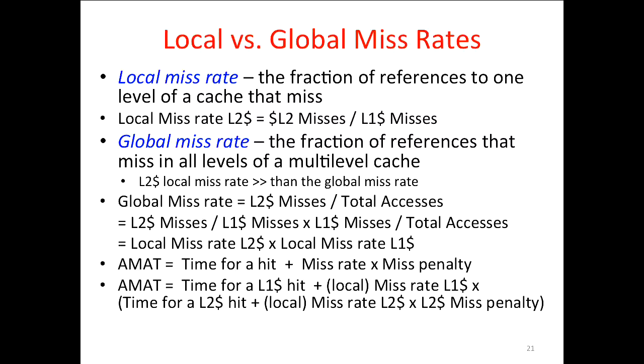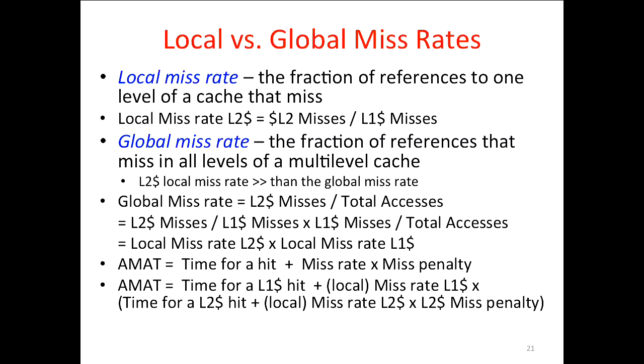Now the global miss rate is the fraction of references that miss in all levels of a multi-level cache down to some level. And we feed that into the expression for average memory access time. So how do we calculate the average memory access time when you have, say, a two-level memory hierarchy?